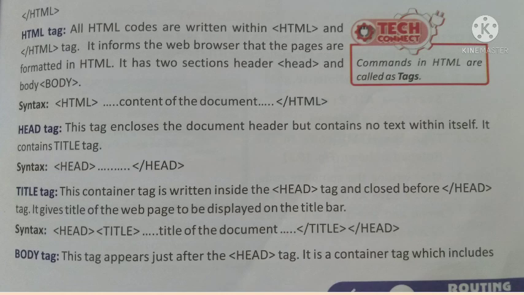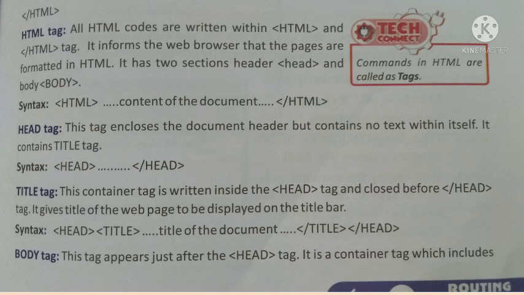It has two sections, the head tag and the body tag. The head tag enables the document header but contains no text in itself. It contains the title tag. The title tag is a container tag, written inside the head tag and closed before closing the head tag. It gives the title of the web page to be displayed on the title bar.